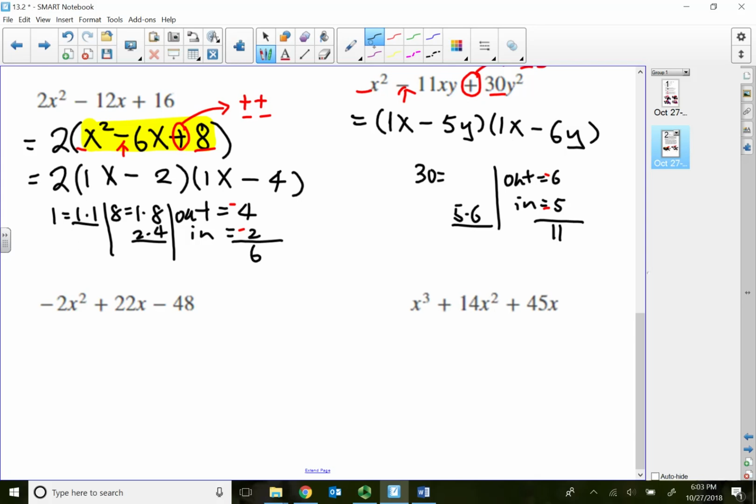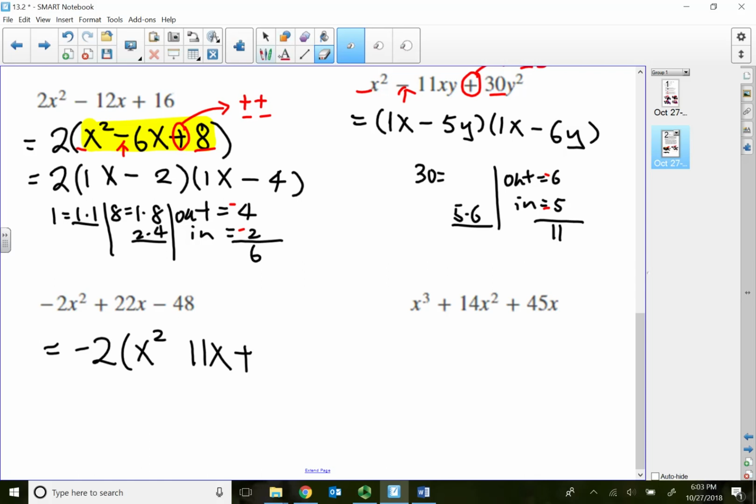Let's check this out. See, in this problem, my leading term is negative, so I'm going to factor out a negative 2. The greatest common factor is 2, but I'm going to purposely factor out a negative, so that will make my first term positive 2x squared. Negative 2 going to positive 12 is positive 11x. Negative 2 going to negative 48 is positive, sorry, not positive 11, negative 11x. That would be positive 24. If I check what's inside the parentheses, this is a true trinomial, so let's try to factor that.